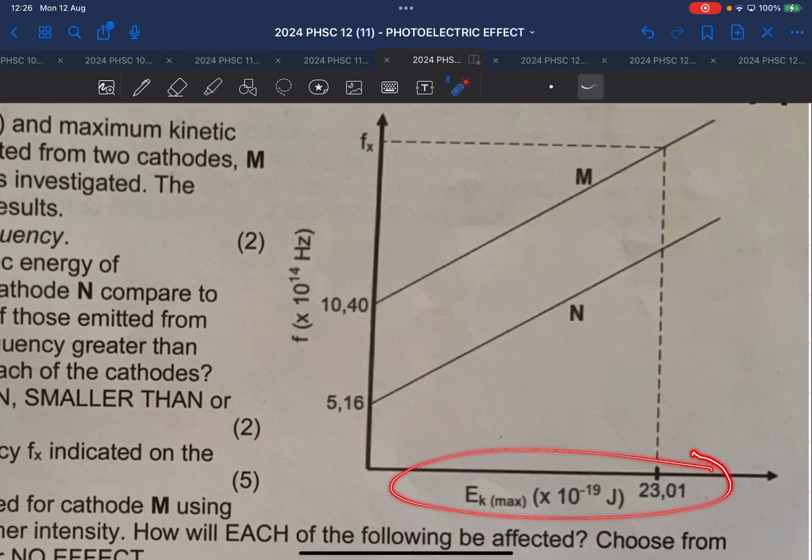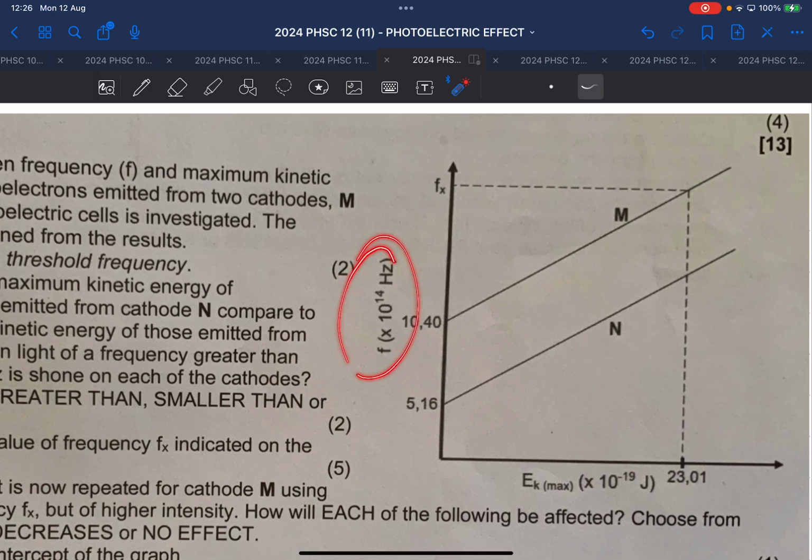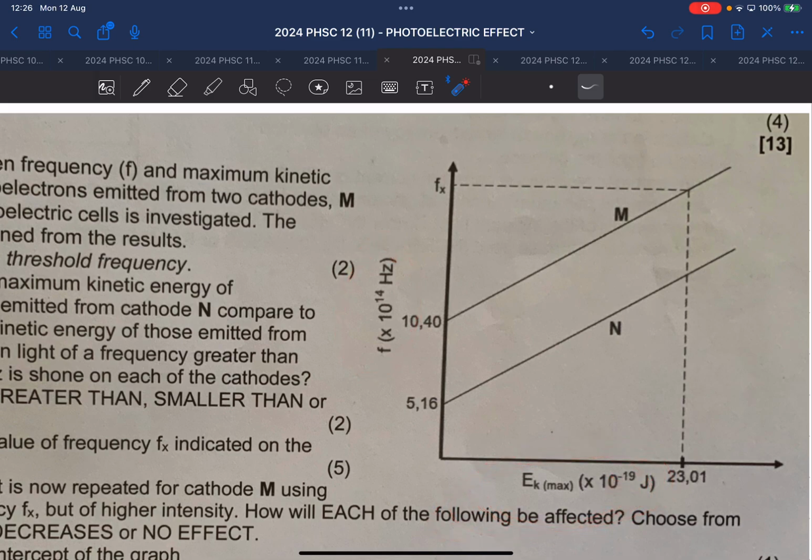The maximum kinetic energy is at the bottom, and the frequency of the light that is shown is on the y-axis. Now, frequency, maximum kinetic energy. Somewhere where the maximum kinetic energy is 0, there we still have two values, two frequency values. What can those two frequency values be?